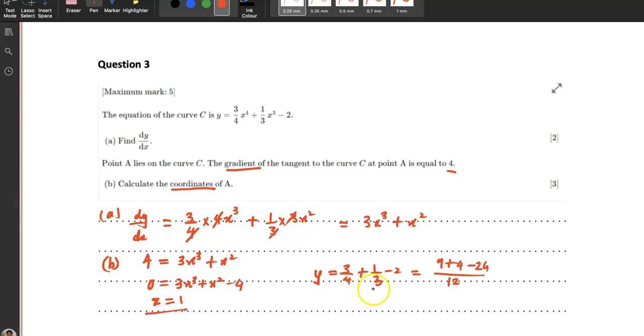So 3/4, can you insert this? No, not insert. Just put it in your calculator directly: 3/4 plus 1/3 minus 2. So how much is that? Do it on your calculator so you get practice on that. Correct. Whatever you get, minus 11 over 12. Correct? So what are your coordinates? Whenever they ask you coordinates, you have to write 1, minus 11 over 12. You understood? Yeah.